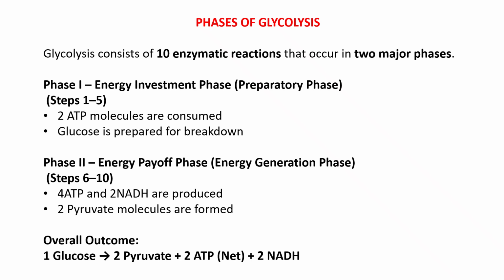The overall result of glycolysis is the formation of two pyruvate molecules, two NADH molecules, and a net gain of two ATP molecules per glucose molecule.